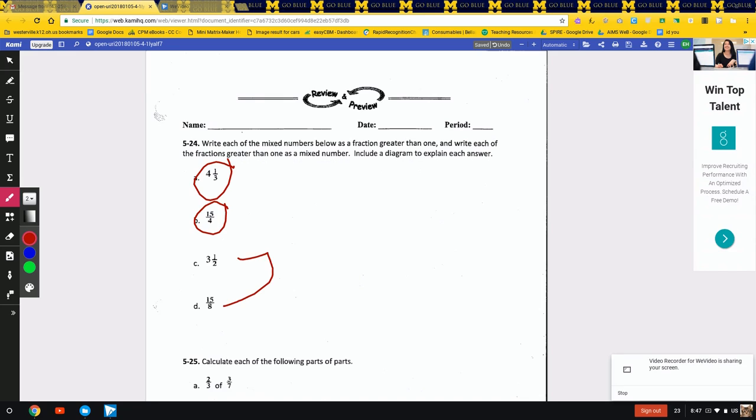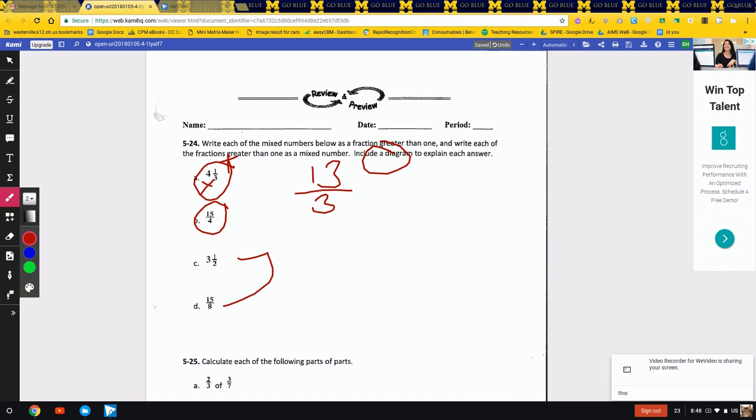So again, remember that you need to multiply by your whole number, add your numerator, and keep your denominator. So 3 times 4, which is 12, plus 1 is 13. Keep your denominator of 3, so 13 over 3, or 13 thirds. Now, different from the other nights, you have to include a diagram.